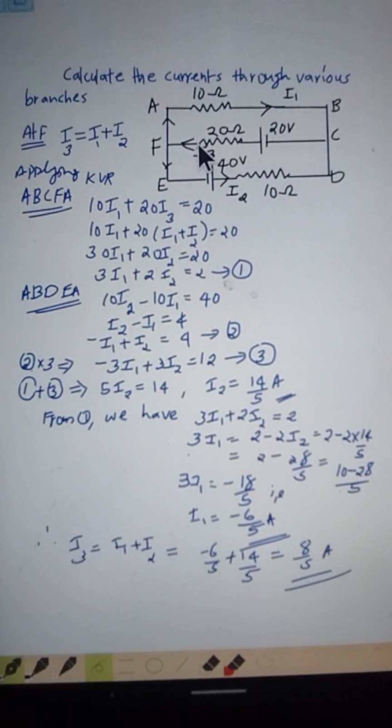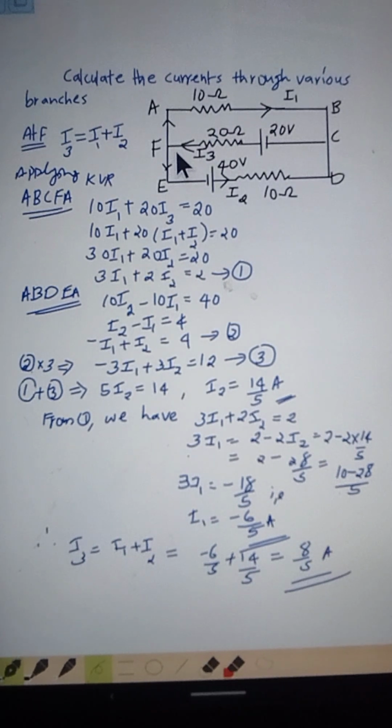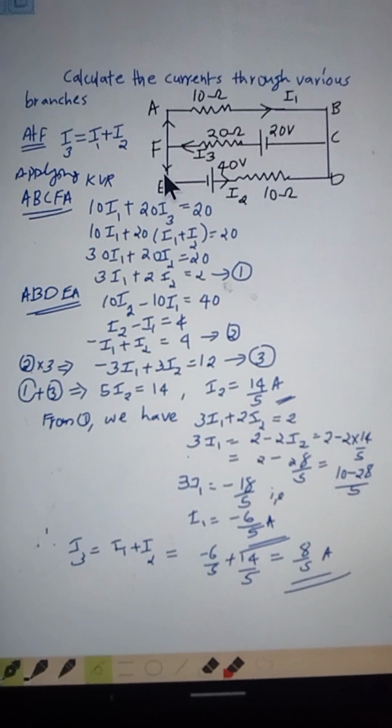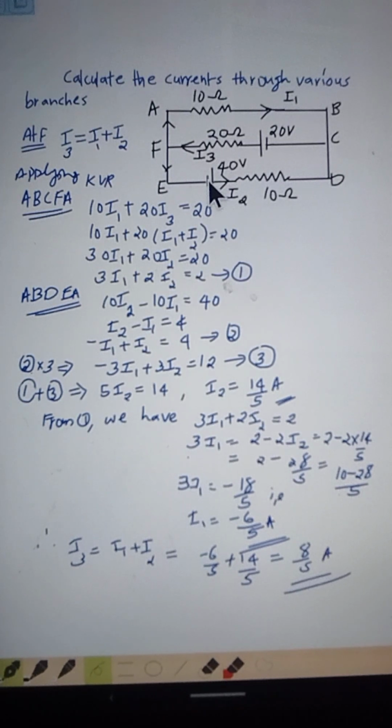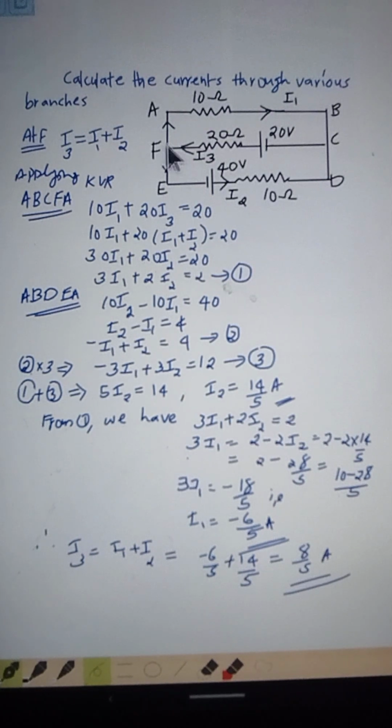current is coming in this way as I3, and at F we know I3 is entering and a current is flowing this way as I1, and another current I2 that moves this way. So I1 and I2 leave the junction F, I3 enters the junction F. Incoming current is I3, outgoing currents are I1 and I2.